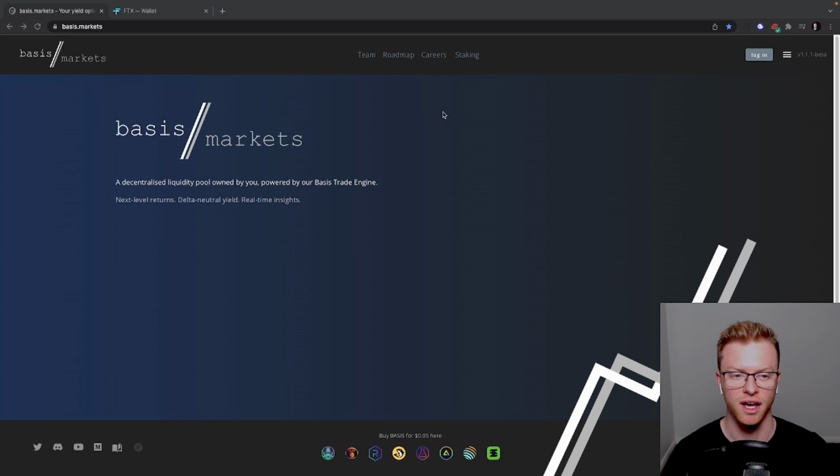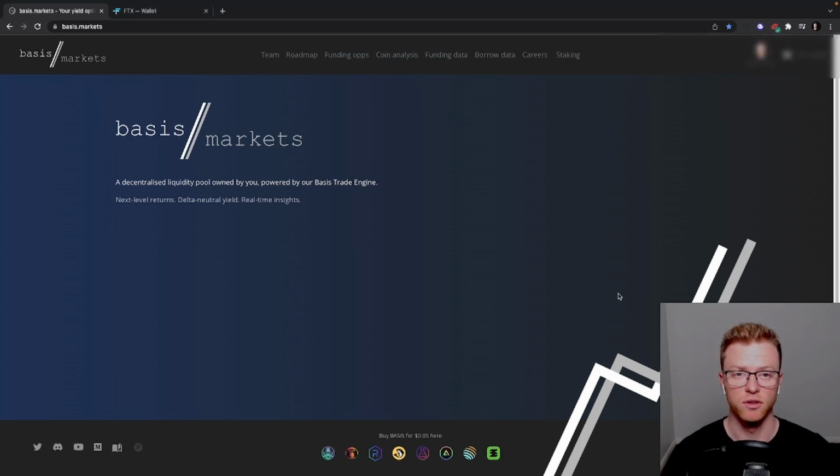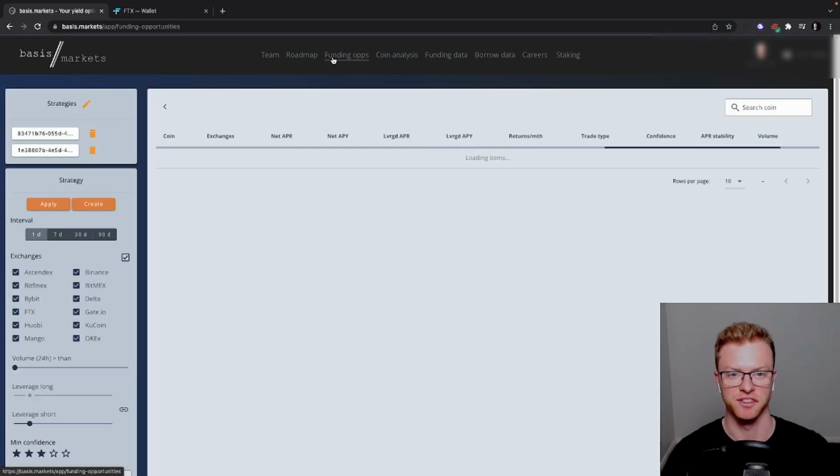Okay, so here we are on the Basis Markets webpage. This should look familiar to you if you've been following along so far or you are a long-term NFT holder. Now that we've logged in with our NFT, you can see that there have been new tabs that have opened up. That includes the funding opportunities, coin analysis, funding data, and borrow data, and that enables us to see what's happening on the Basis Trade Engine. So let's start off on the funding opportunities page.